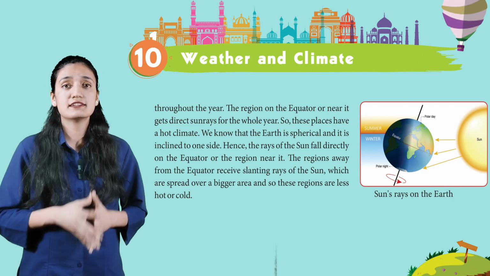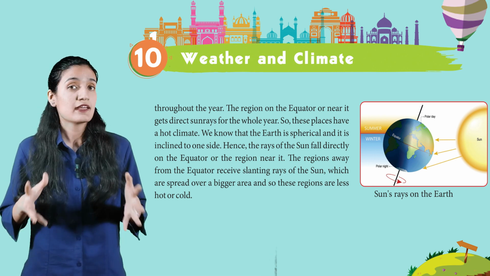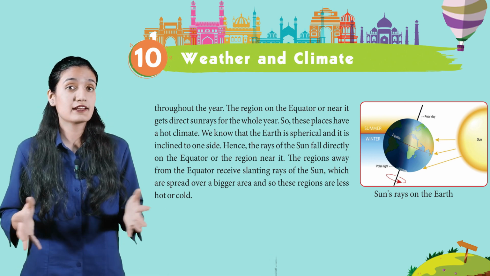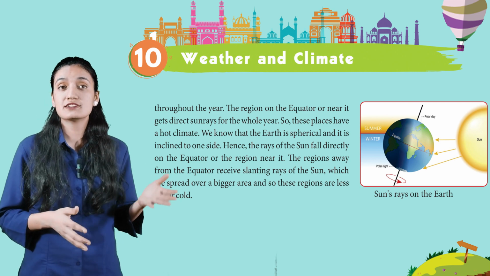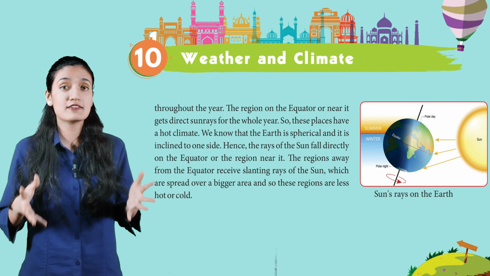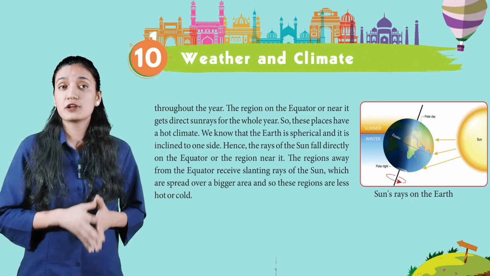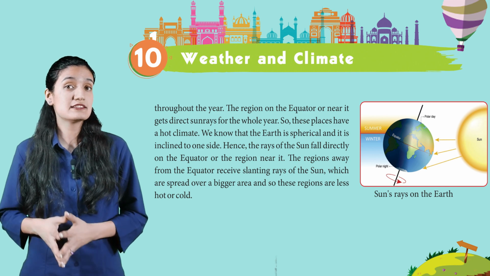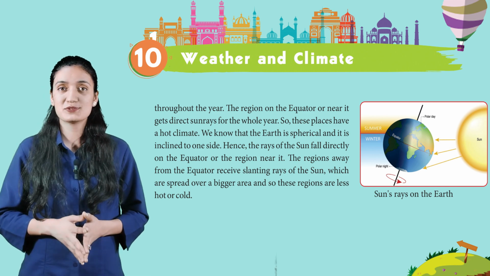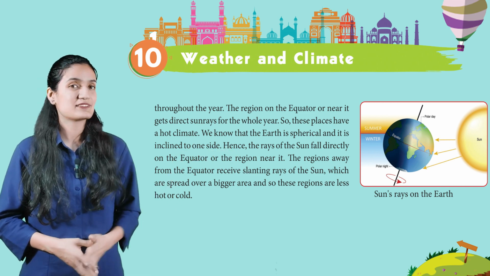We know that the earth is spherical and it is inclined to one side. Hence, the rays of sun fall directly on the equator or the region near it. The regions away from the equator receive slanting rays of the sun, which are spread over a bigger area, and so these regions are less hot or cold. Here you can see in the picture sun's rays on the earth.